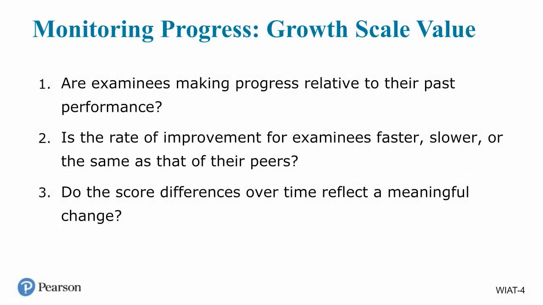The WIAT-4 allows examiners to analyze changes in WIAT-4 scores over time in order to monitor progress or evaluate response to intervention. When a WIAT-4 assessment is administered to examinees at 2 or more points in time, the growth scale values and standard scores from each administration can be compared to answer the following questions. Are examinees making progress relative to their past performance? Is the rate of improvement for examinees faster, slower, or the same as that of their peers? And do the score differences over time reflect a meaningful change?